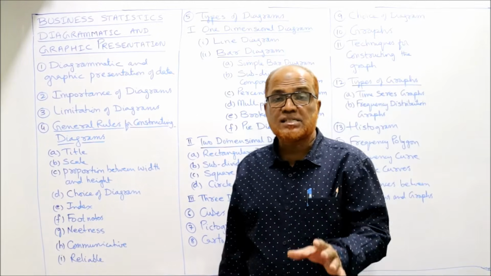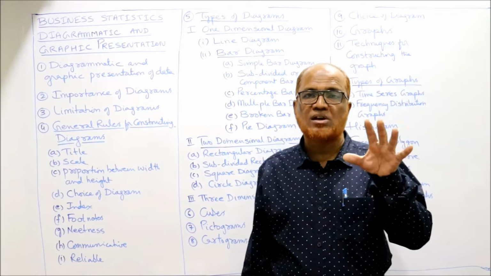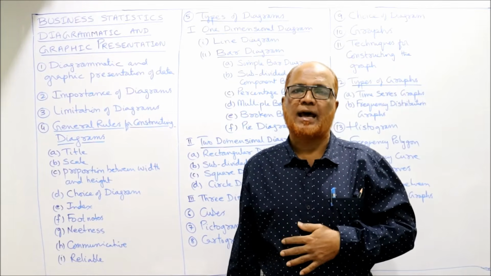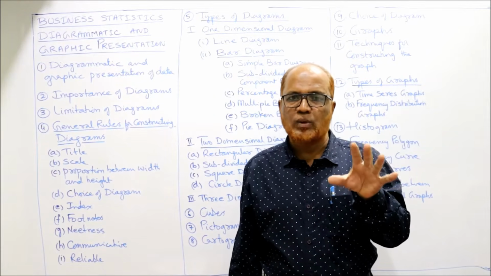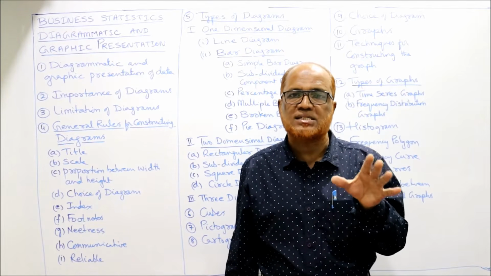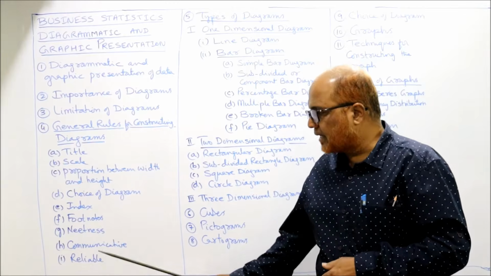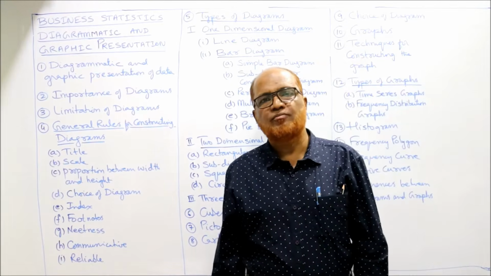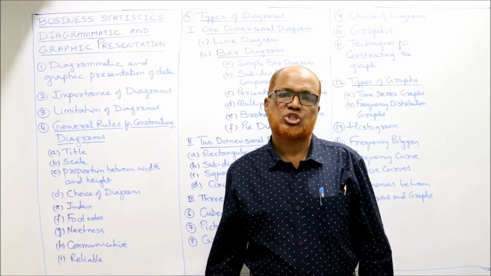Neatness. Neatness is very, very important because it's a visual impact. The diagram is a visual impact. That means it should be neat, it should be clear, it should be understandable. Then communicative. Communicative means it should convey some message.